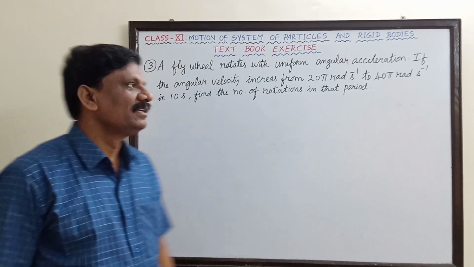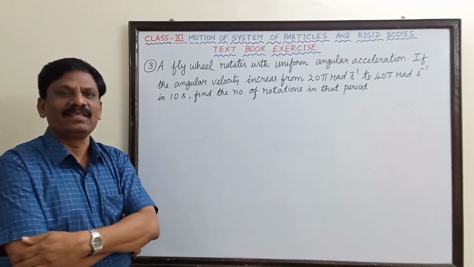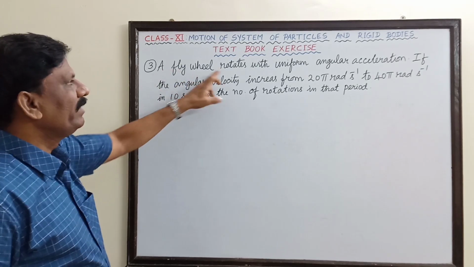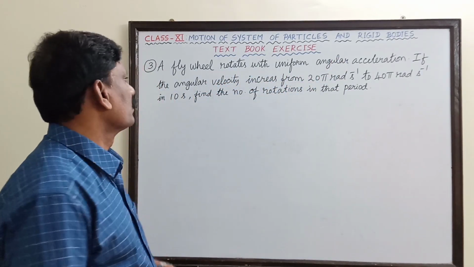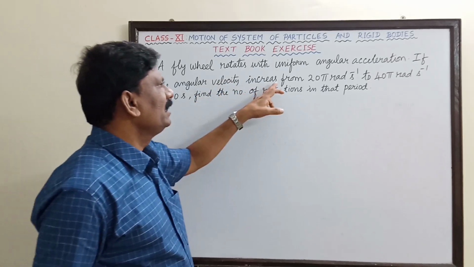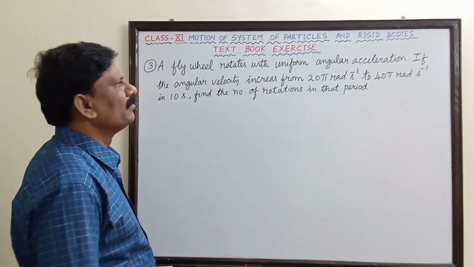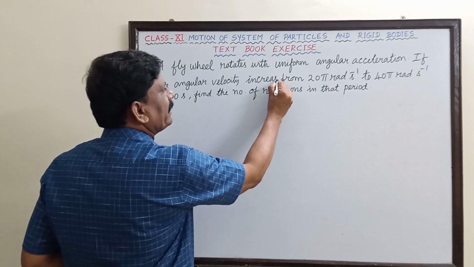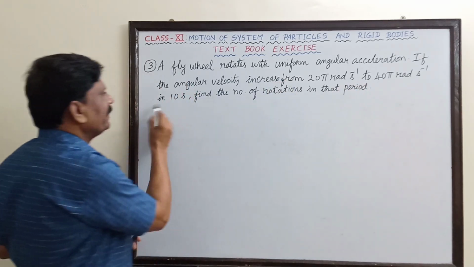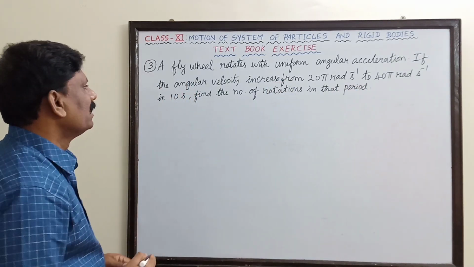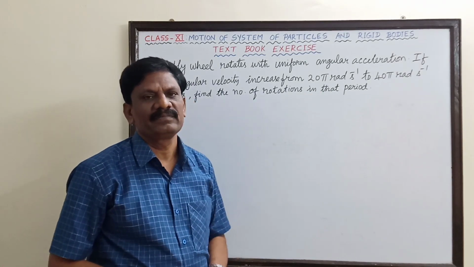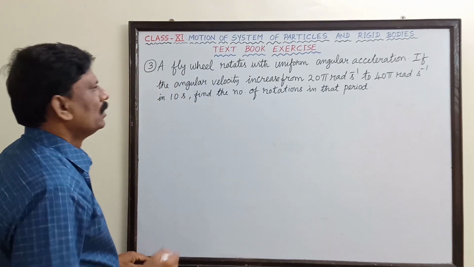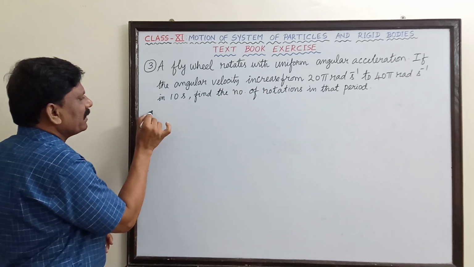Hi students, now problem number 3. A flywheel rotates with uniform angular acceleration. If the angular velocity increases from 20 pi radian per second to 40 pi radian per second in 10 seconds, find the number of rotations in that period. So now, what are the informations given?